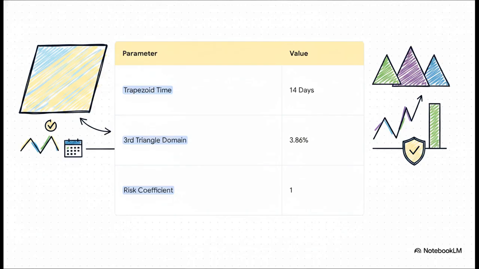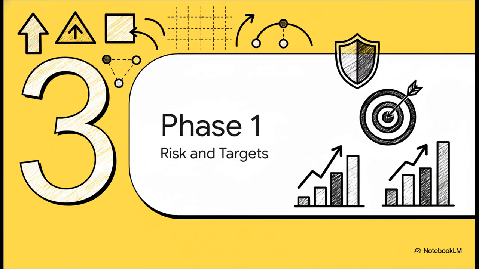Now, this is where you really see the unique DNA of this cycle's model. These are the core parameters that define the entire structure. You've got a trapezoid time set for 14 days, a third triangle domain of 3.86%, and a risk coefficient of 1. These numbers are really the specific signature for this cycle. All right, so that's the structure.